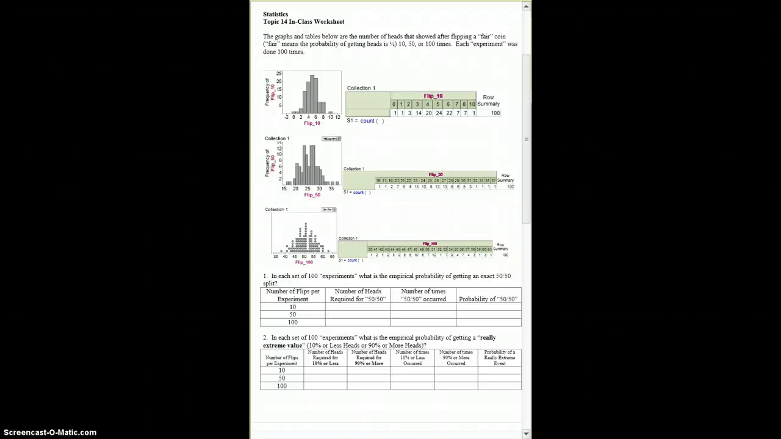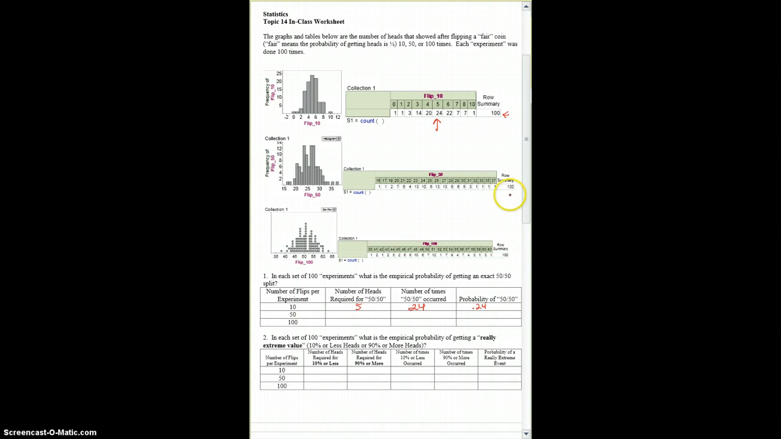Okay, so to do problem 1 on this worksheet, what you guys should have done was figure out the number of heads required for 50-50. So if you're flipping the coin only 10 times, to get 50-50 you would need 5 heads. And if you look here at the Fathom output, 5 heads occurred 24 times. And since we did it a total of 100 times, that means that the probability is 0.24.